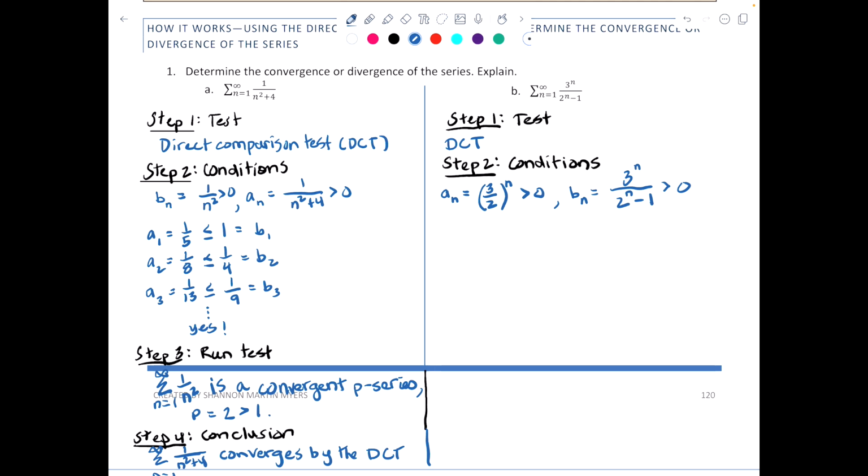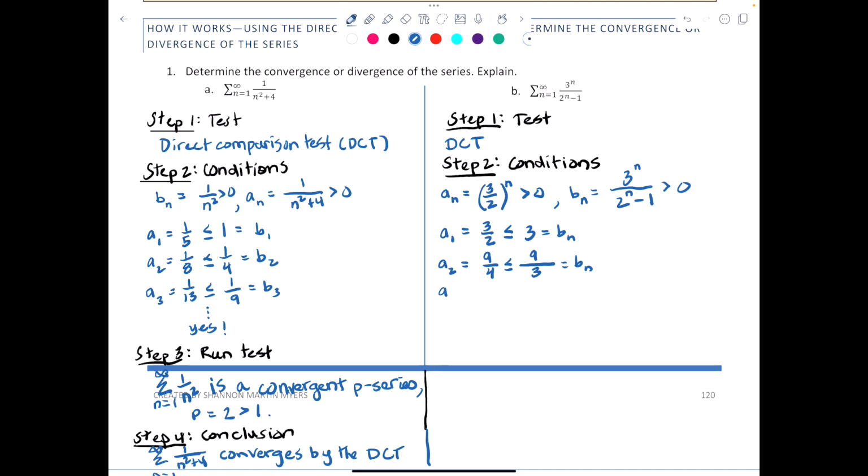Part of step 2 is still conditions. And so let's do a comparison. Now, a1 still needs to be smaller, right? So let's check it out. a1 is equal to 3 halves to the 1, which is just 3 halves. b1 is going to be 3 over 2 minus 1, which is just 3. So this is still working. We want this to be true. It's part of our conditions. So a2 will be 9/4. And then b2 is going to be 3 squared, which is 9, over 2 squared minus 1, which is 9/3. And that is 3, right? Which is greater than 2 1/4.